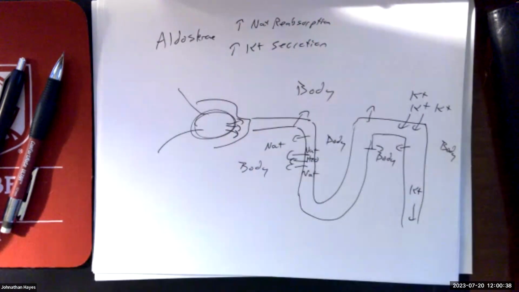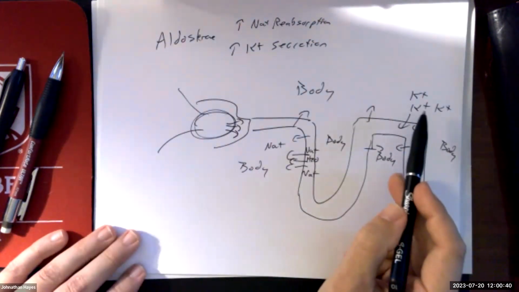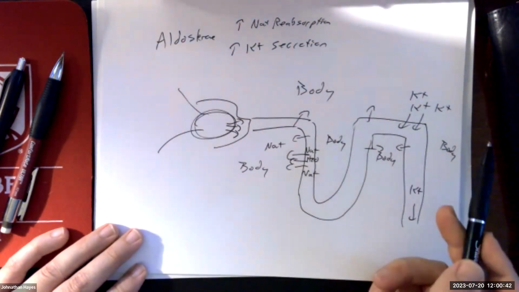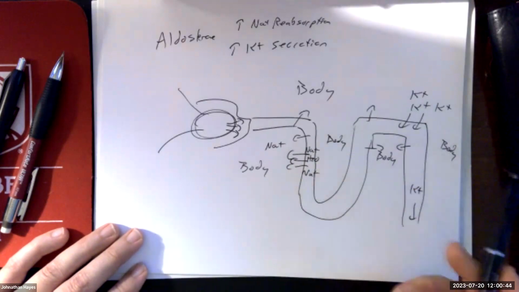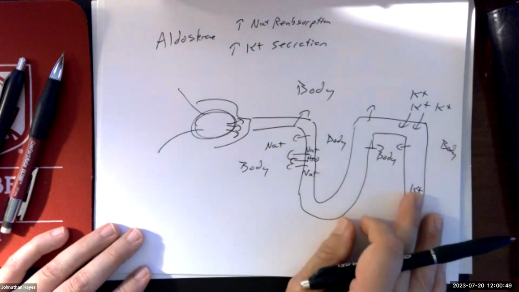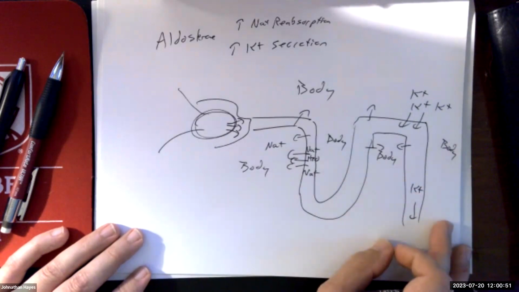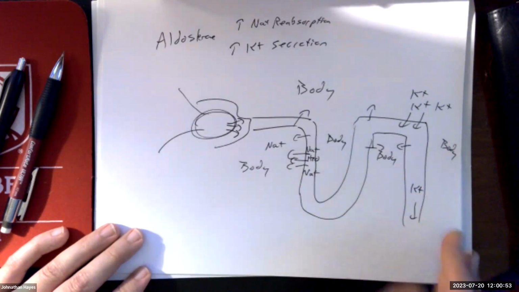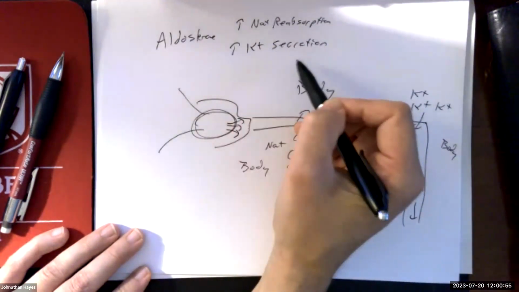So we're going to increase potassium secretion. And that's okay. That's normal. Potassium is most useful inside of cells, not outside. It's not an ECF ion. So if we're getting rid of ECF potassium, that's okay, which is what we're doing. Don't worry about that, but we're going to get rid of it at a higher rate. So aldosterone increases sodium reabsorption and increases potassium secretion.